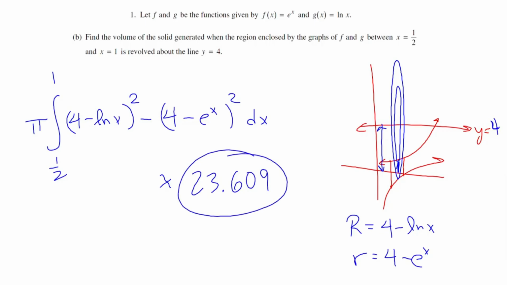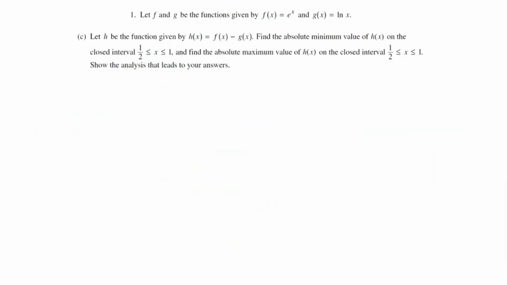And they gave you 4 points for that. They gave you 1 point for the limits and the constant, 2 points for the integrand, and 1 point for the final answer. And here in part C, we're given a new function, h, which is f minus g. We want to find the absolute minimum of h on the interval from 1/2 to 1 and the absolute maximum on that same closed interval.